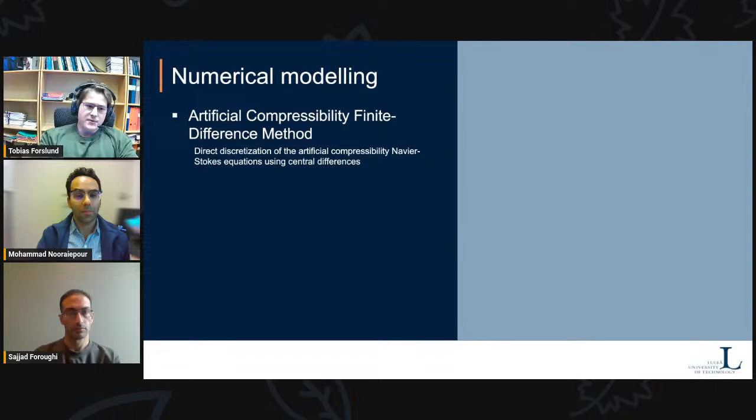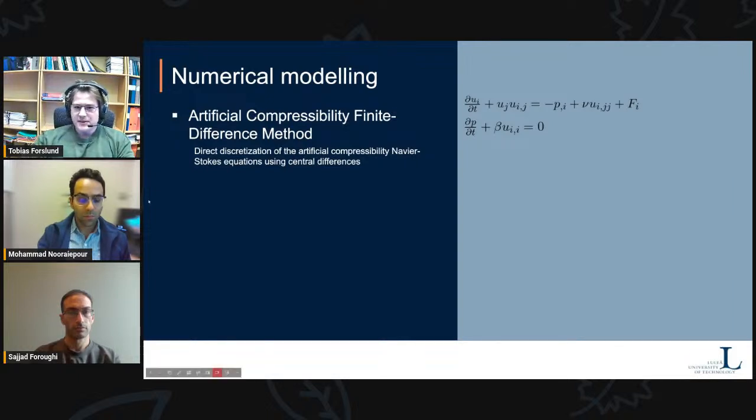When it comes to numerical modeling, we have two main approaches that we use for simulating transitional flow in porous media. One is an artificial compressibility finite difference method. For this method, you start immediately from the Navier-Stokes equations, but you adapt the continuity condition a little bit. What you can see here is that instead of just using a continuity condition, we have added a compressibility factor beta, and then we have added a temporal change to the pressure term.